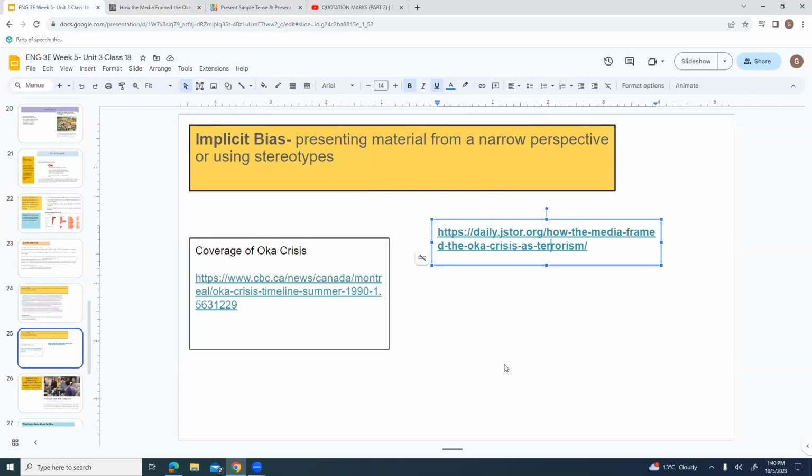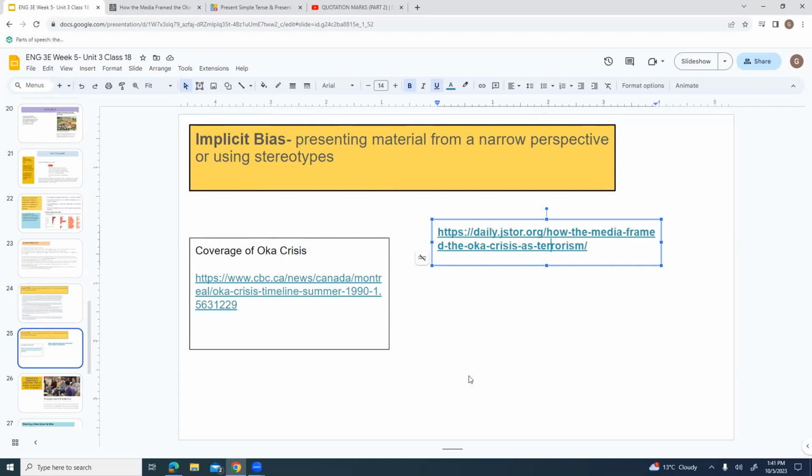I was doing a bunch of reading on this because it was kind of interesting. So, presenting material from a narrow perspective or using stereotypes. If you remember the crisis, or if you read up on it, at the time it was really portrayed in the media as being an illegitimate protest because the courts had denied the land claim that the Mohawks had put forward in the courts.